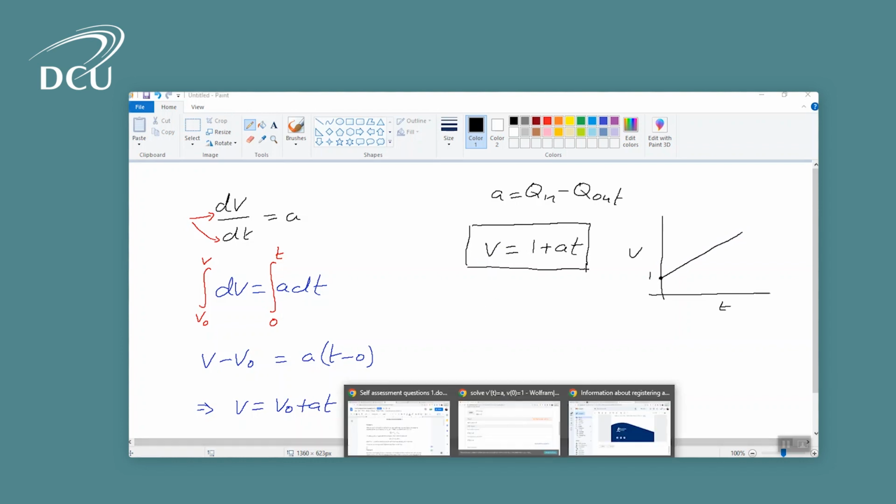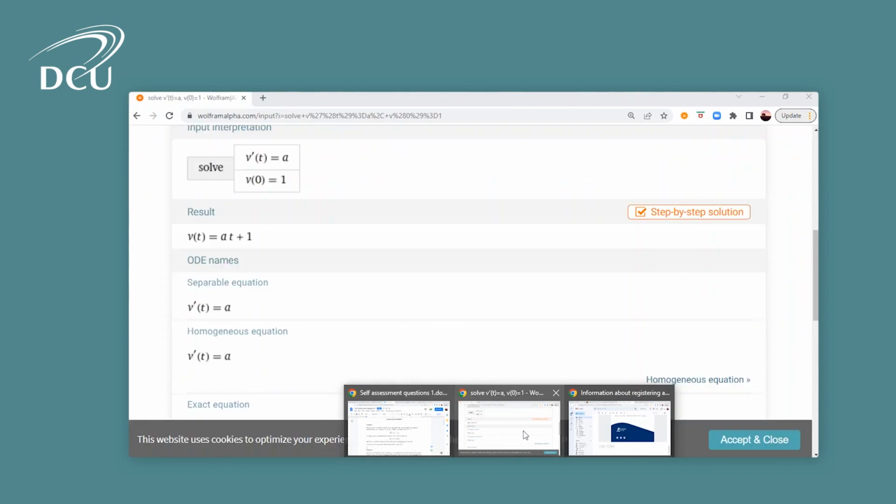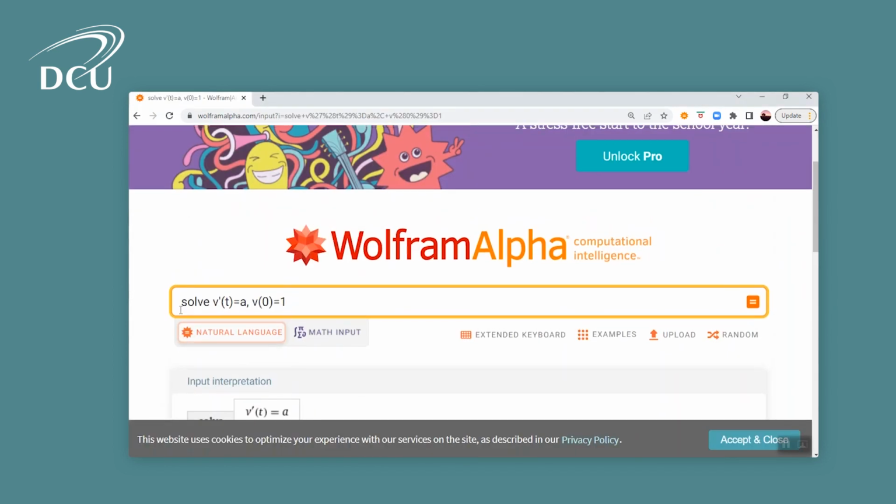Okay, so the second part of the problem then was to use this tool called Wolfram Alpha to solve the same problem. And I suggested that you take this syntax, is what you would call this, and copy it into Wolfram Alpha. I probably have done that already, actually. So here's Wolfram. So here's the syntax. So it says solve V dash of t is equal to A, where the volume at time 0 is equal to 1. Notice this V dash of t equals A. That's V dash is just a slightly different way of writing dV/dt.